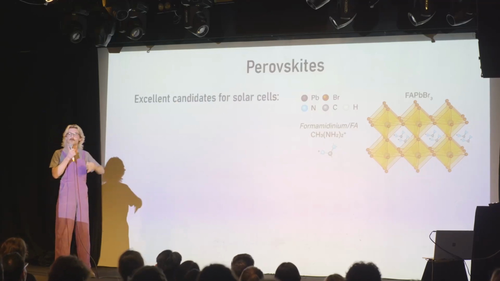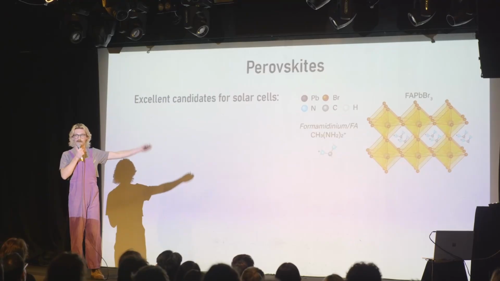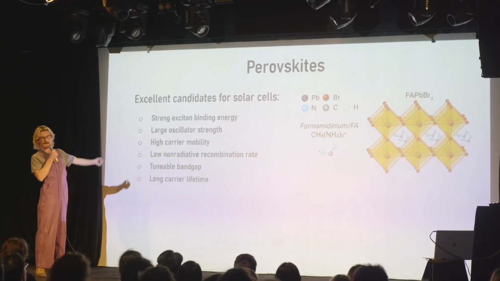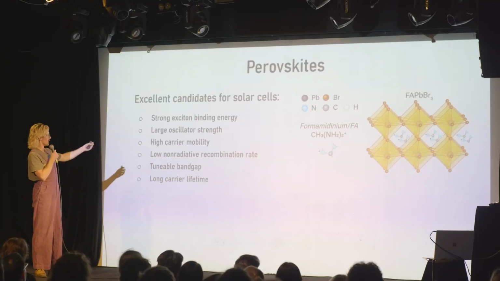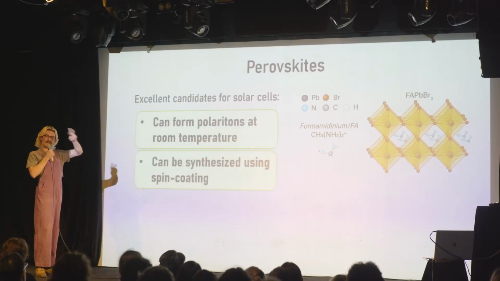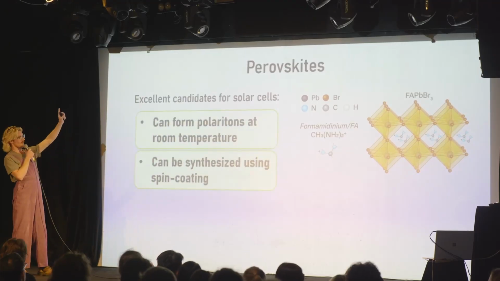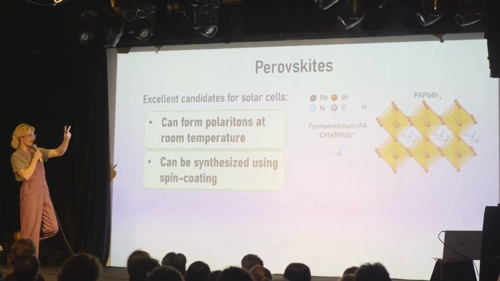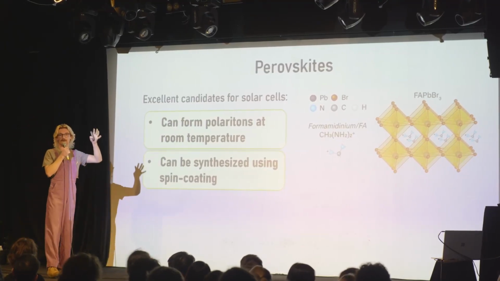Perovskites are great for solar cells, and what makes them good for solar cells makes them good for polaritons. There's a bunch of points here, which we don't care about because they're very convoluted. And again, they boil down to 2 main points. 1, they can form polaritons and do it at room temperature. And 2, they can be synthesized, that is, they can be made using a process known as spin coating.